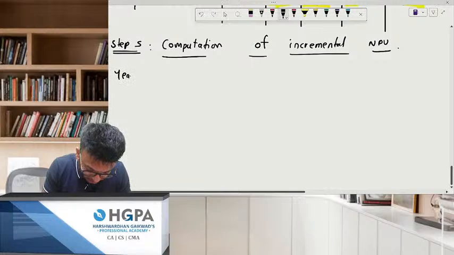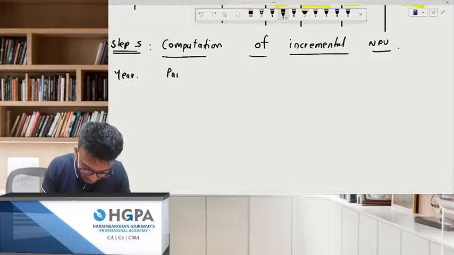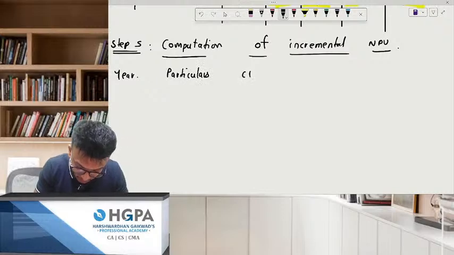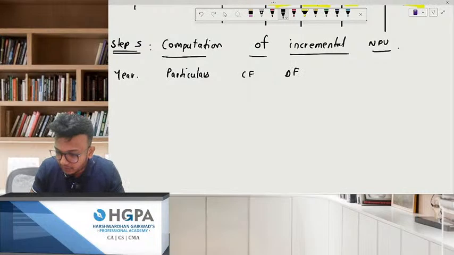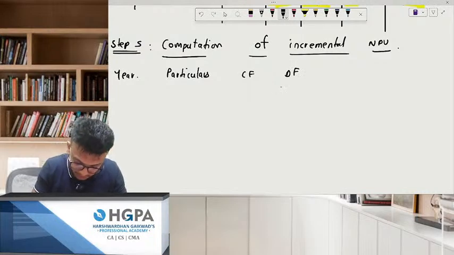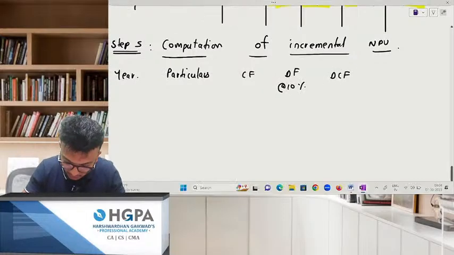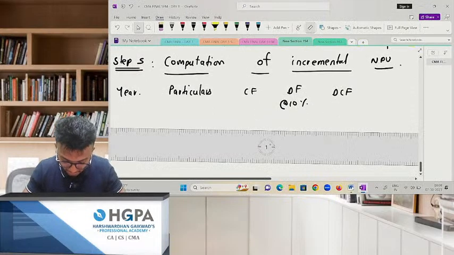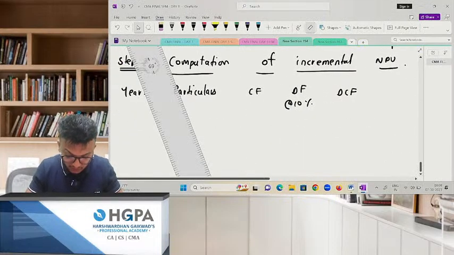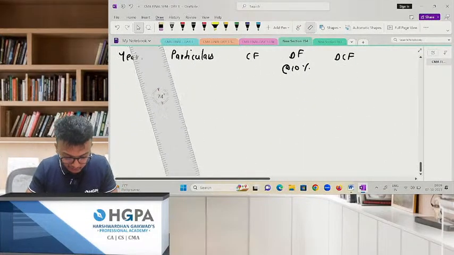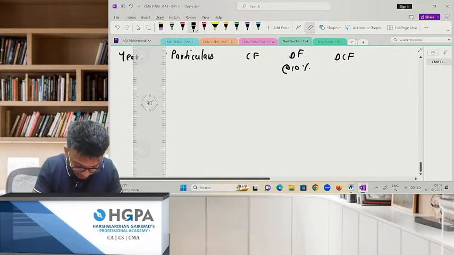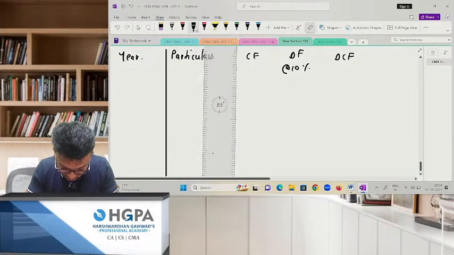Here, particulars, cash flow, discounting factor. How much is the discounting factor? 10%. And then you will do what? DCF. Okay, cool. This also I'll show you one trick. Not a trick, but a point to be noted over here. I'll tell you one. Let me just draw this.